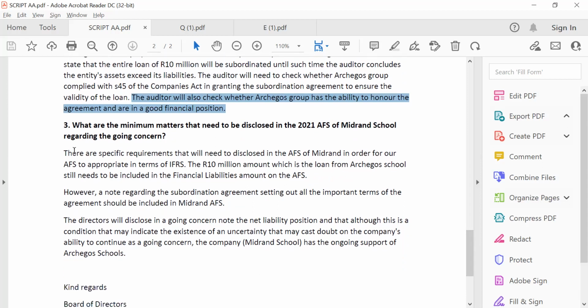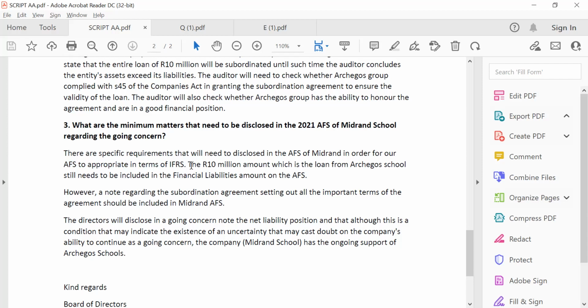Okay. Then the last requirement is in relation to disclosure. So what did the candidate identify as something that would need to be disclosed in the financial statements in relation to going concern? They talk about the fact that we would need to actually disclose the fact that the loan would still need to be part of the financial statements. This is good because if you go back to the scenario, Ryan had stated that the subordination agreement means that the liability will be removed from the financial statements. That's not true. The liability will still form part of the financial statements. So the candidate has identified that that would still need to be presented in terms of IFRS.